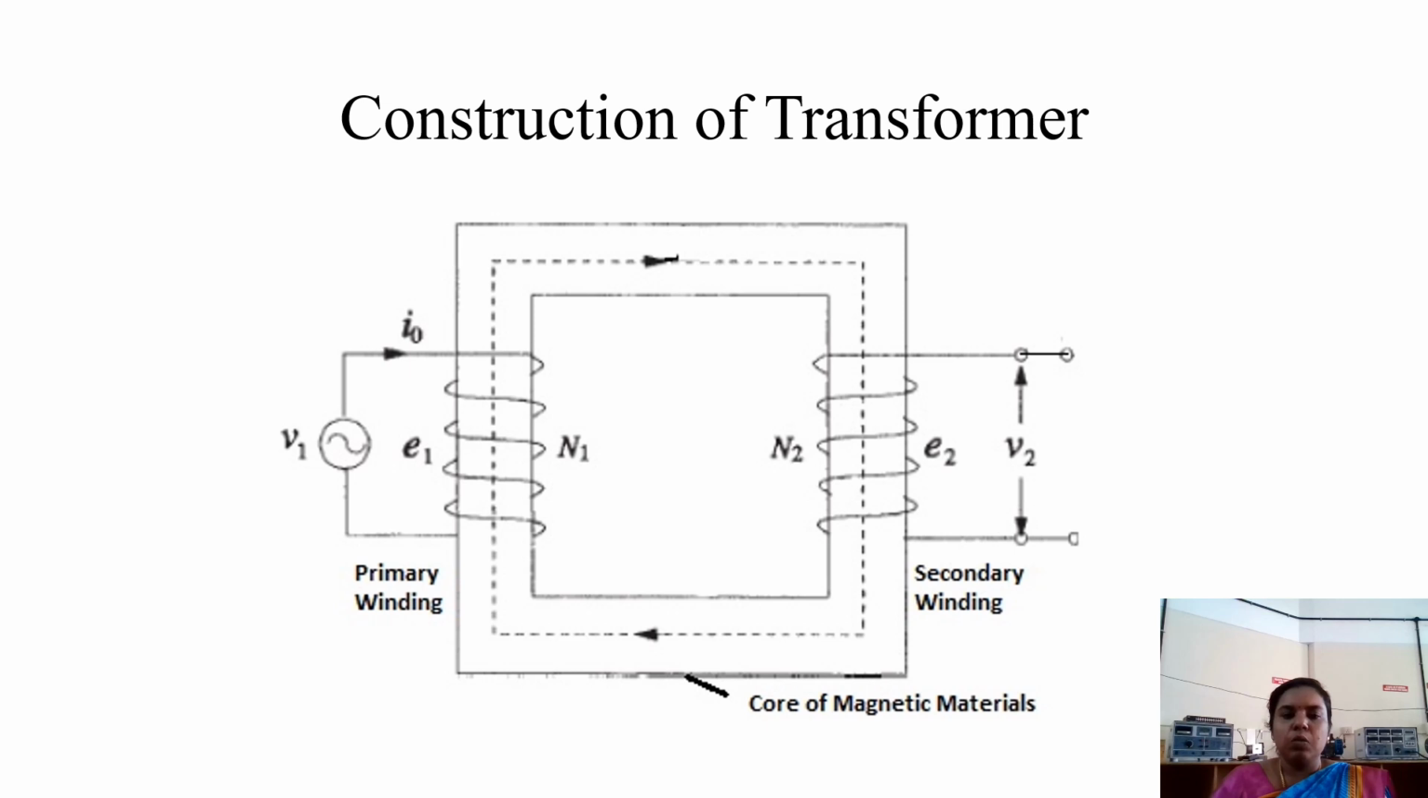Always the voltage source will be connected to the primary winding and the load will be connected to the secondary winding. Here you can see capital N1 and N2. N1 and N2 denote the number of turns in the primary coil and secondary coil. One denotes primary and two denotes secondary. Similarly, E1 and E2 denote the EMF in the primary winding and the EMF in the secondary winding. In the center, the dotted line denotes the flux in the magnetic core. So this is the basic information about the construction.